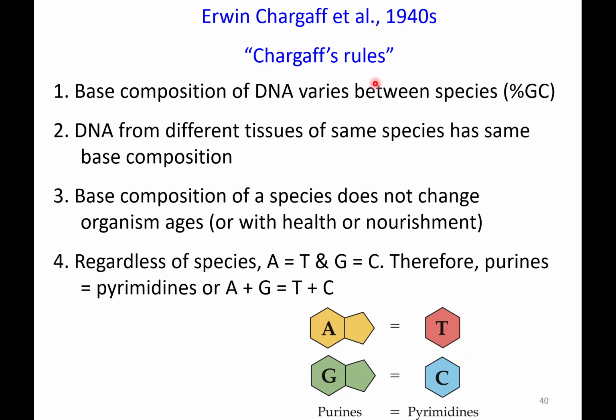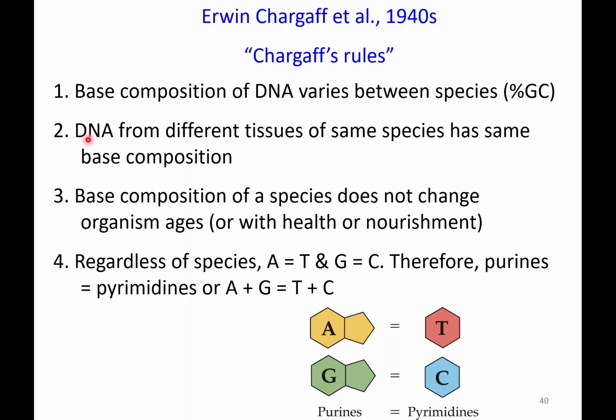And he came up with, and this is from the 40s, what are known as Chargaff's rules. One, base composition of DNA varies between species, and also the percentage GC varies between species. Two, DNA from different tissues of the same species has the same base composition.